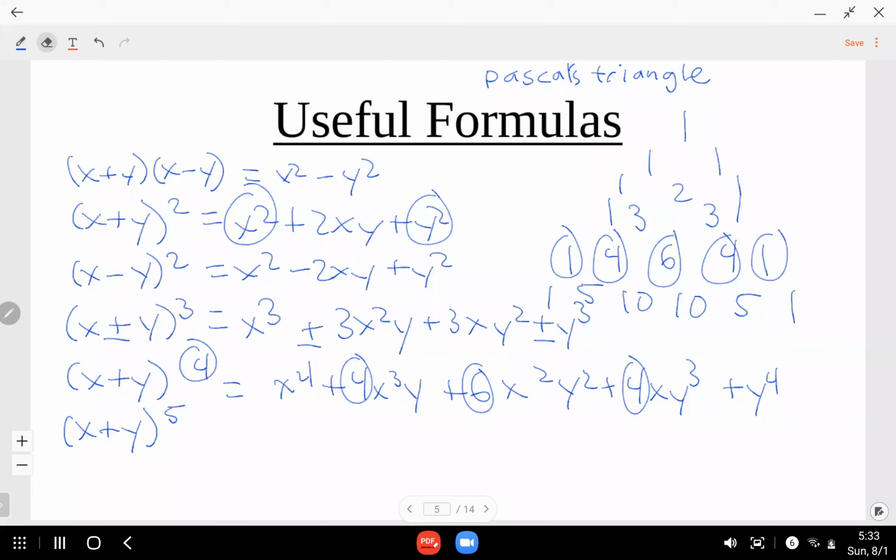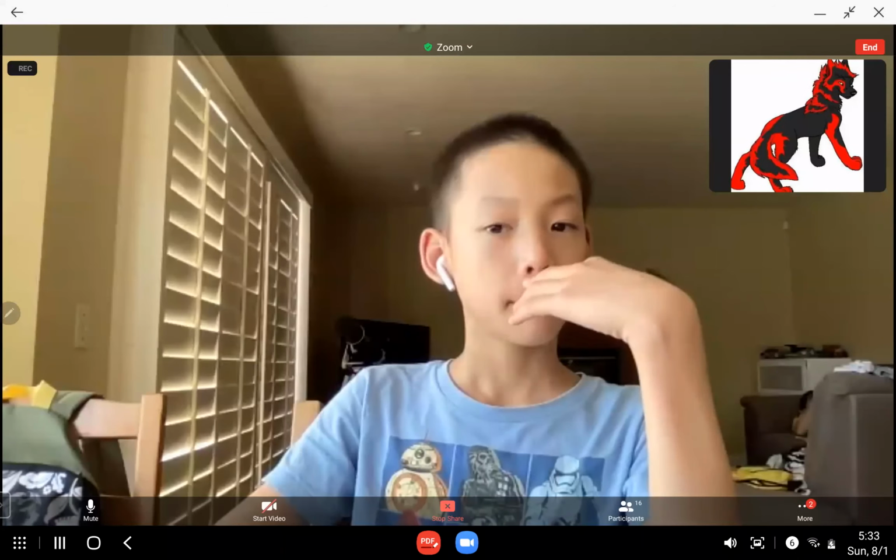Now let's move on to sum and difference of cubes. (x + y)^4, maybe you use that a little bit, but (x + y)^5, probably you're not going to directly multiply that out, because that would be very bothersome.